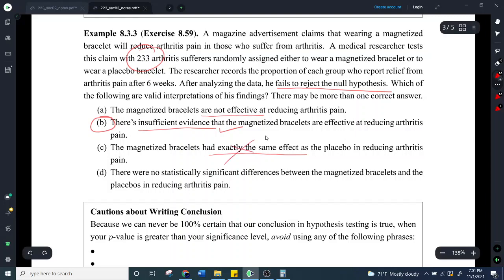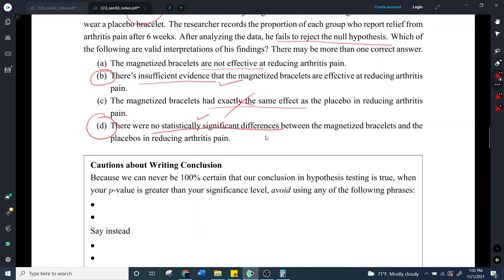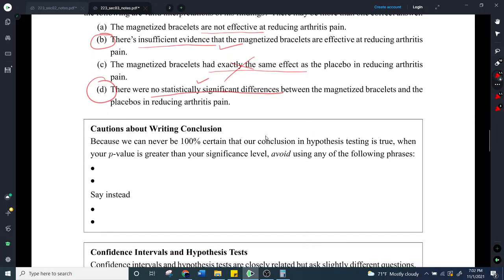That's pretty definitive as well. But we could say that there was no statistically significant differences. There might have been a difference, but it might not have been statistically significant, meaning that's where the information from the test comes from. So I would say both B and D are okay. So when you're phrasing your conclusions, these are the kind of words you want to say. There is a statistically significant difference, or there is no statistically significant difference, or there is insufficient evidence, or there is sufficient evidence. But we don't want to be definitive about one conclusion or the other.